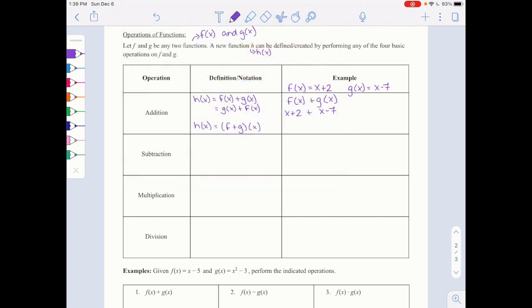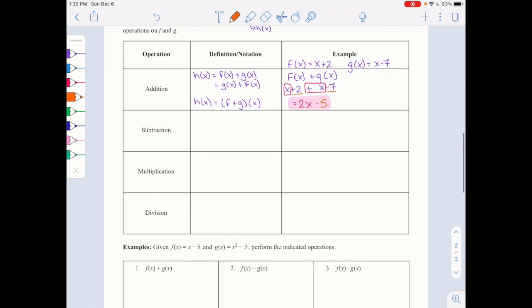And then I'm going to combine my like terms. x plus x is 2x, and then positive 2 and negative 7 make minus 5. So my new function here would be 2x minus 5. And that would be your h of x. You've created a brand new function out of 2 other ones.